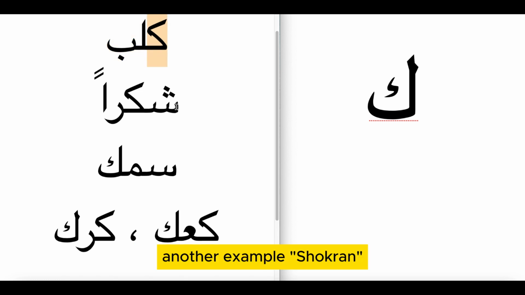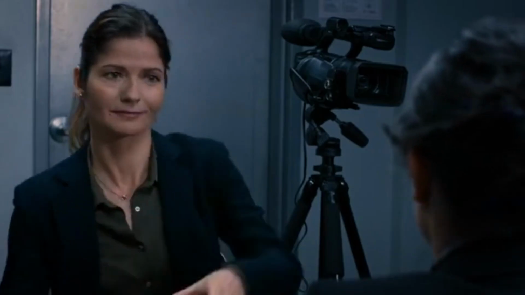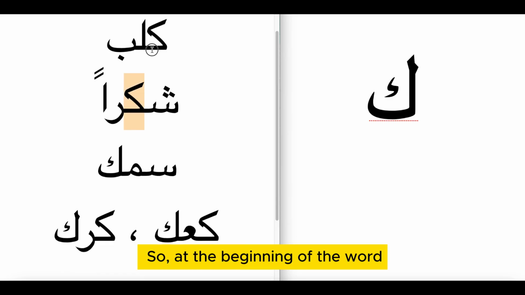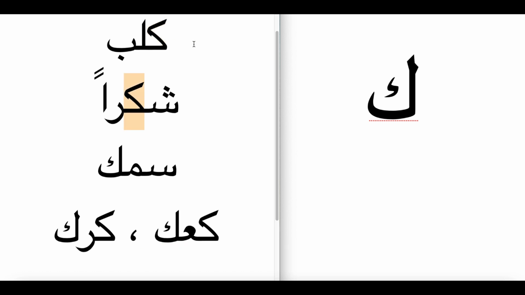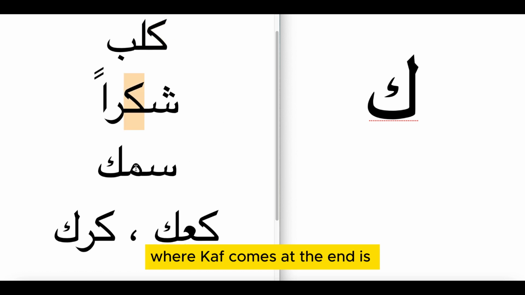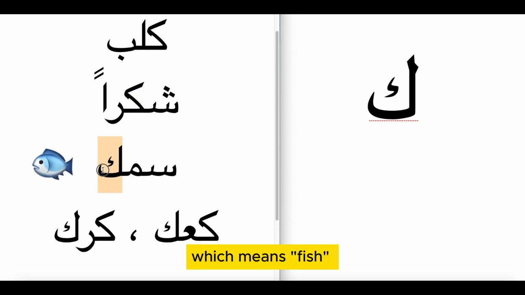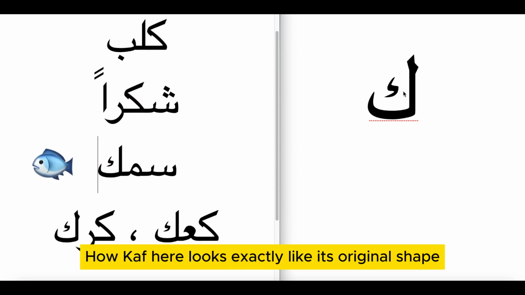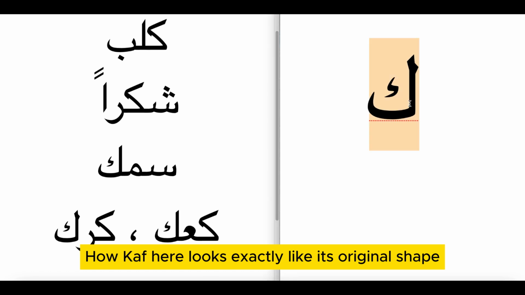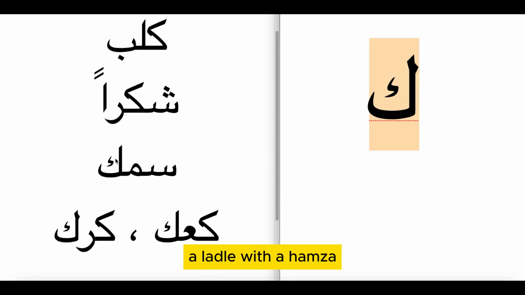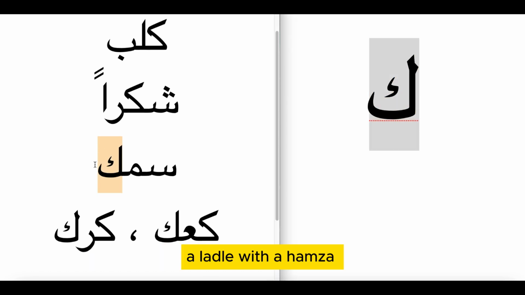Another example, Shukran, which means thank you. شكرا. See? So at the beginning of the word and in the middle of the word, it turns into a zigzag. Now, another word where Kaf comes at the end is Samak, which means fish. See how Kaf here looks exactly like its original shape, a ladle with a Hamza. A ladle with a Hamza, okay?